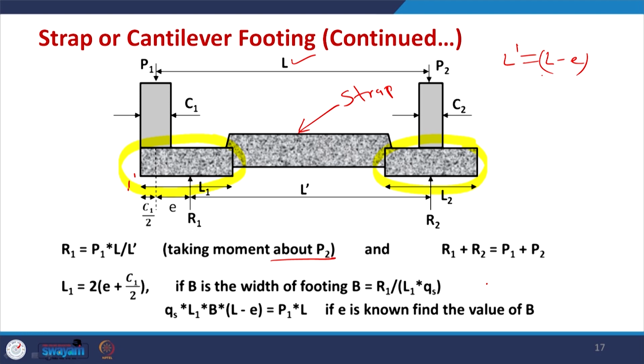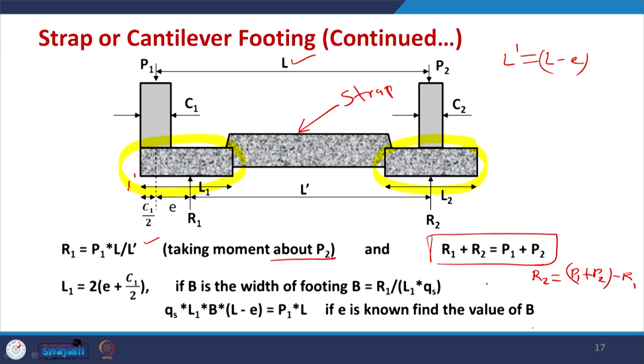Now, the total load P1 plus P2 will raise the reaction R1 plus R2. Using the moment relation you get the value of R1. Once R1 is known, then R2 can simply be found as the total load P1 plus P2 minus R1.